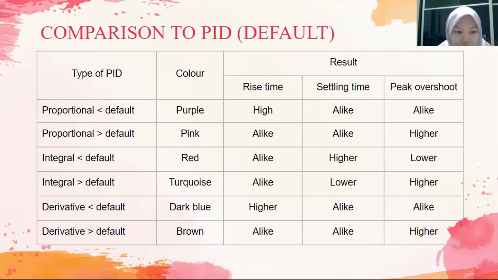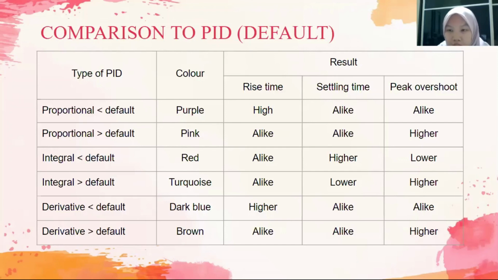When we change the derivative lower than the default, the rise time is increased, but the settling time and peak overshoot are almost the same as the PID default. But when we change the derivative bigger than the default, the rise time and settling time are almost the same as the PID default, but with higher peak overshoot.